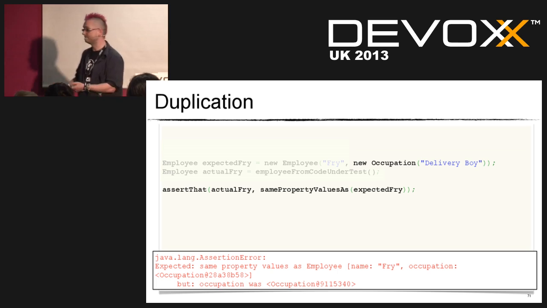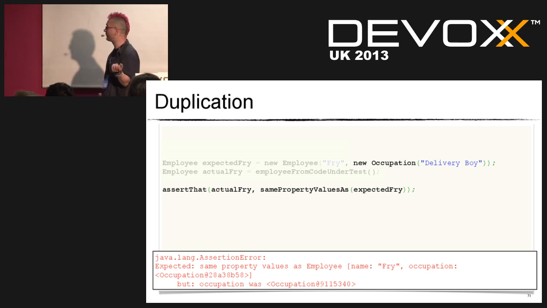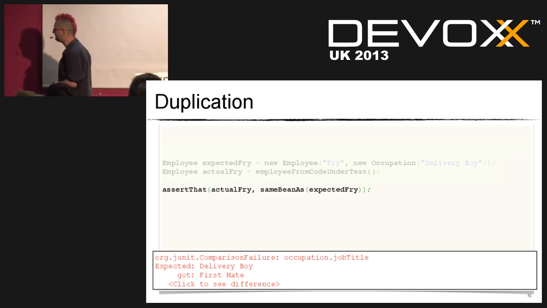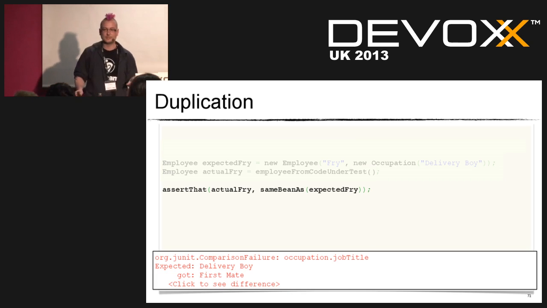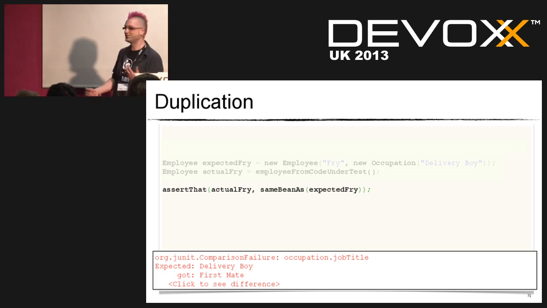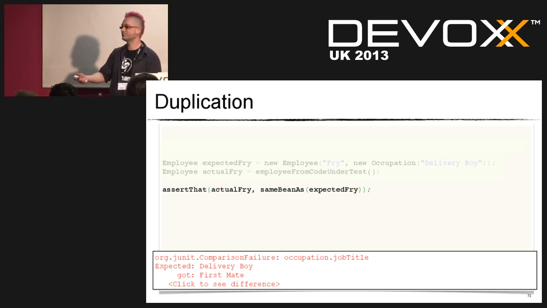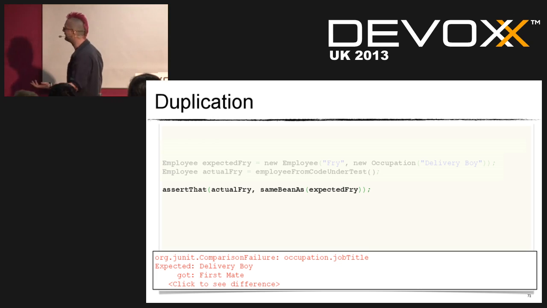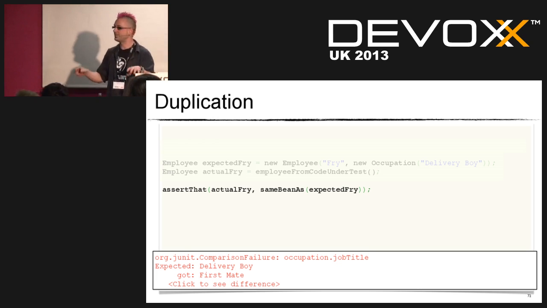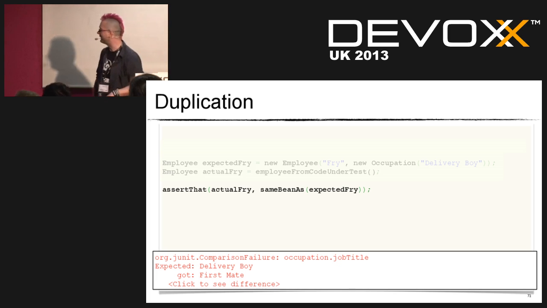So what we did is we got bored of doing this, and we wrote our own matcher, which was sameBeanAs. Now, it's a little bit contentious. But what we essentially did here was take two objects and serialize them to JSON. Performance is not a problem here. It's test code, we don't really care. So we turn them into JSON, make sure they use the same thing all the time, ignore annotations, and do exactly the same thing.